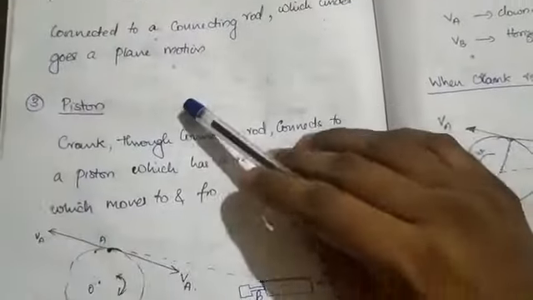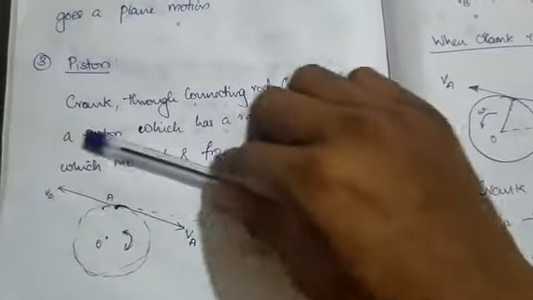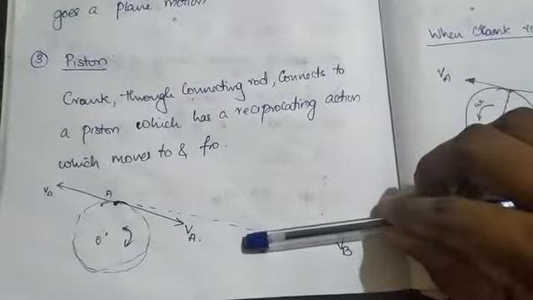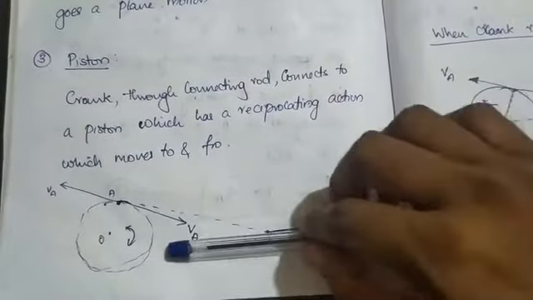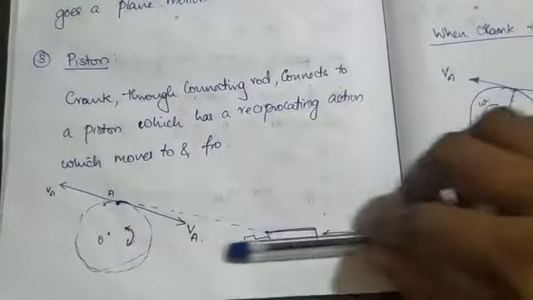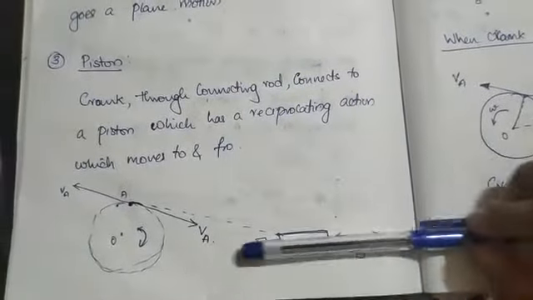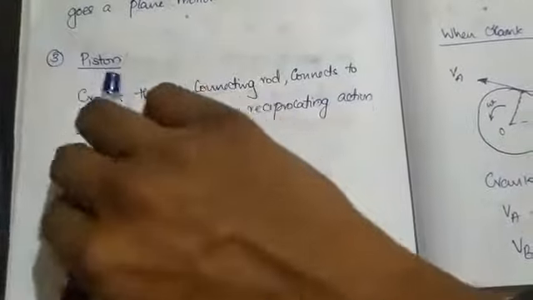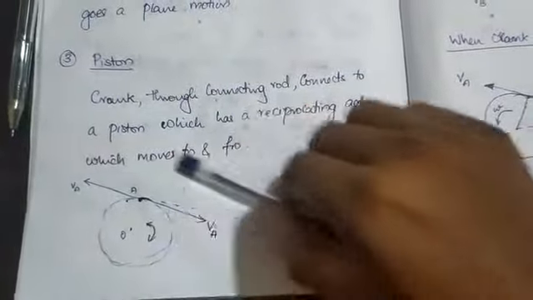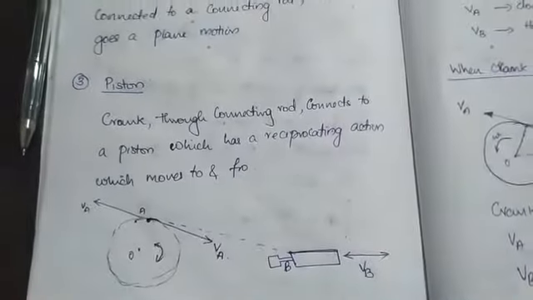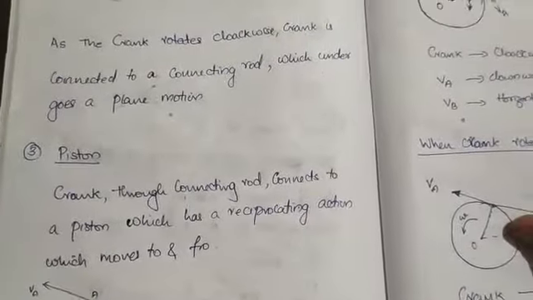Now the next thing is the piston, right? If this is moving like this, at that time the piston which is connected with the connecting rod will move to and fro. So this has a pure rectilinear translation, this has a pure rotation, and this has a combination of these two, that means a general plane motion, right? I think you got the concept.